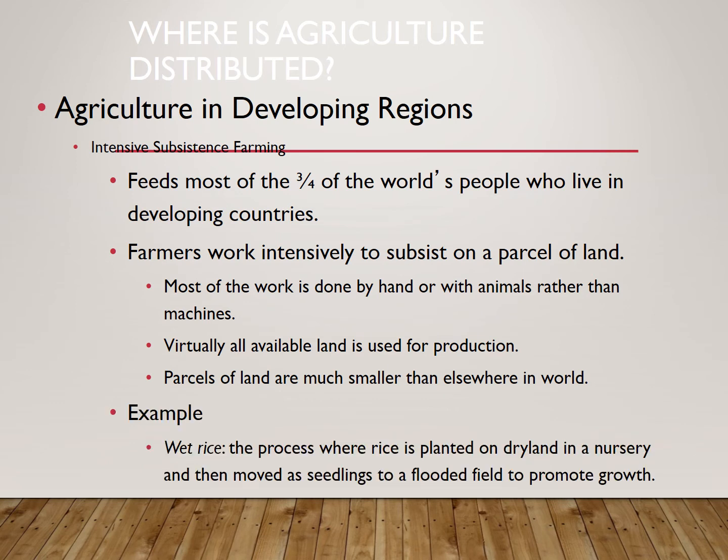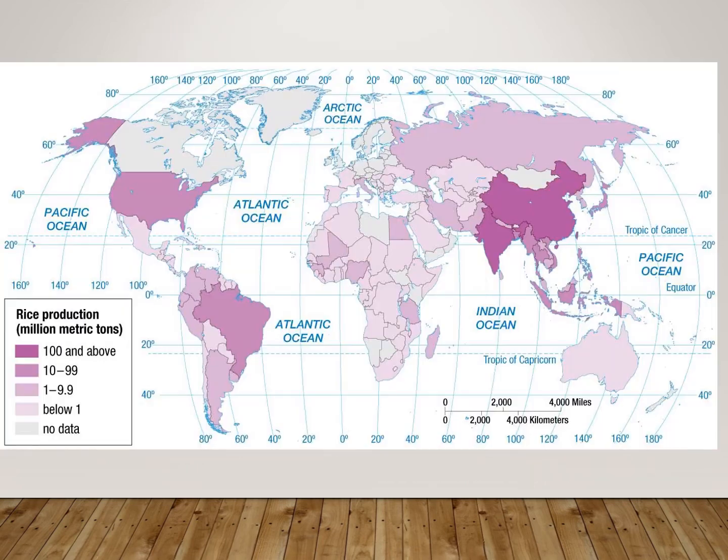Wet rice cultivation, that's the process where rice is planted on the dry land in a nursery, and then as seedlings, they move it to a flooded field to promote growth. So that's a lot of work, and you may have seen pictures of people doing this. They're squatted down the whole time. It's not a comfortable position to be in, and it's constant activity. And once it starts to grow, they've got to move it somewhere else.